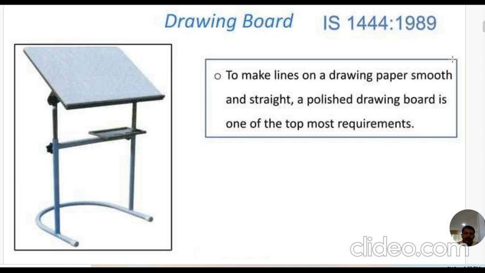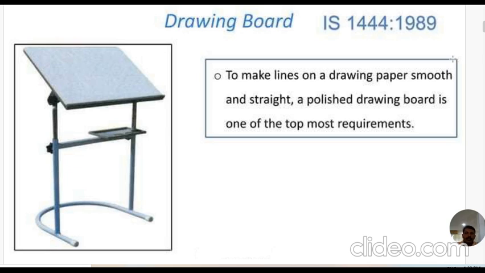The thickness of all types of drawing boards is 22 mm, and the tolerance on the thickness is plus or minus 1. Thickness tolerance is plus or minus 1, and tolerance on length and width is plus or minus 5.